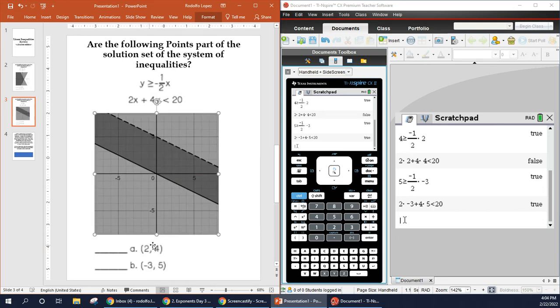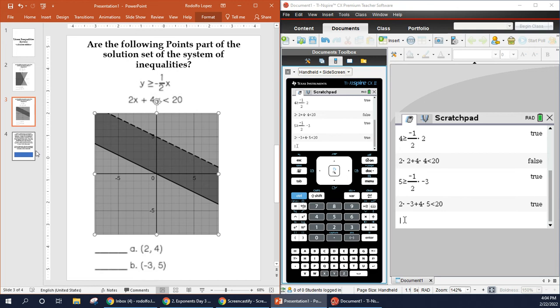Notice how (2, 4) is on the dotted line. And the dotted line means that it's not equal to the line, it's just less than the line. So (2, 4) is not true. But (-3, 5) is right here in the solid shaded region. Whenever it lands on the line, if it's dotted, it is not considered part of a solution set. If it's a solid line, it is considered part of the solution set. And anything in the middle will always be part of the solution set.